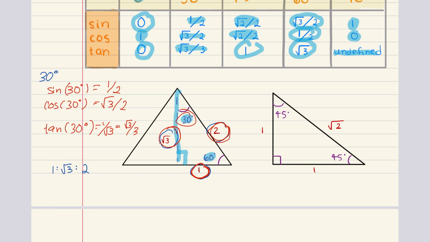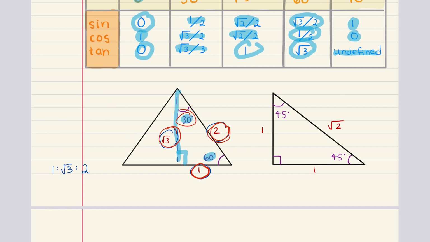What about for 60 degrees? So if 60 degrees is our angle of focus, I'm going to circle it in purple. Let's figure out sine, cosine, and tangent. Sine 60 degrees, this is going to be the opposite side, which is square root of 3, divided by the hypotenuse, which is 2. So sine 60 degrees is square root of 3 divided by 2.